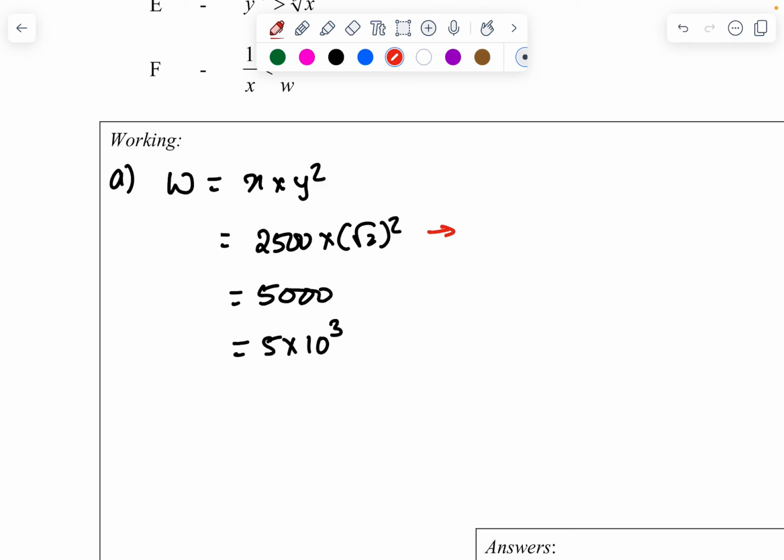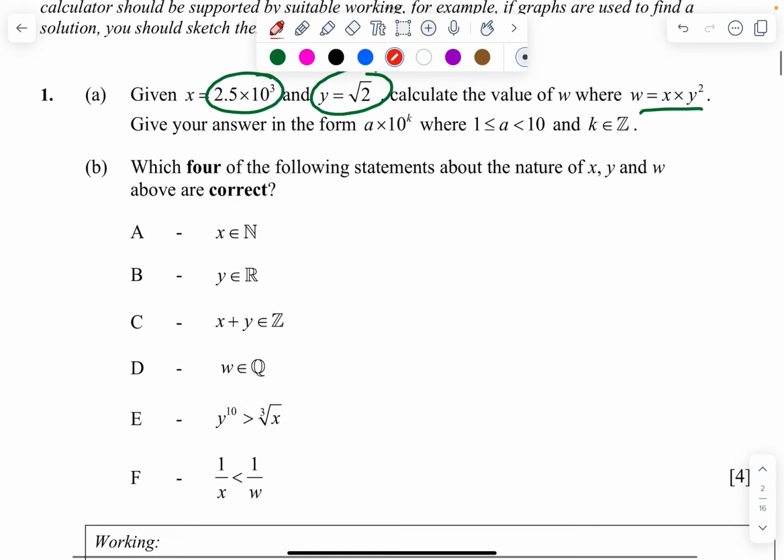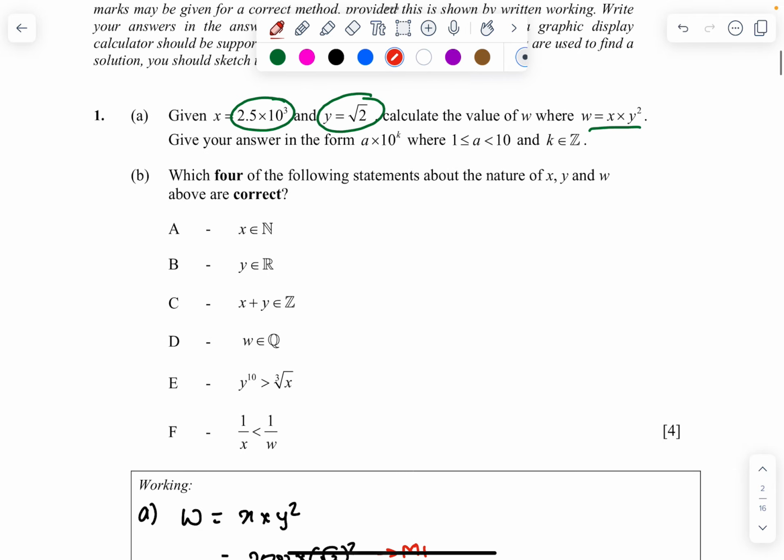So how do I get the marks over here? M1 for this one and an accuracy mark for this. Next, which of the four following statements are true for x, y, and w? x belongs to natural number. That's correct, x is a natural number, yes. y belongs to R, a real number, yes. And x plus y belongs to positive integer? No, because you get it in the form of a decimal, so it is not an integer.